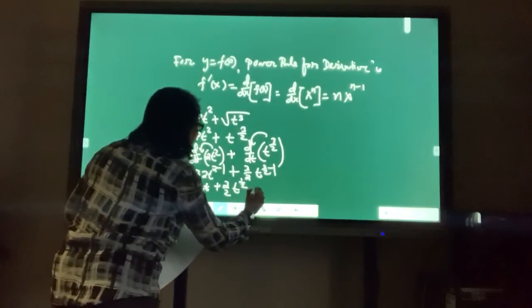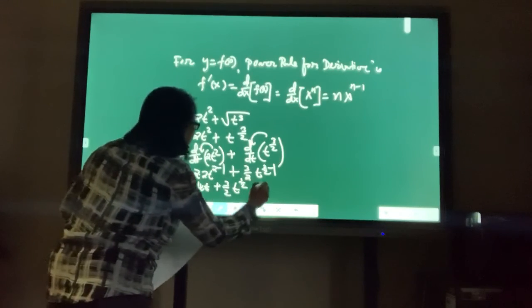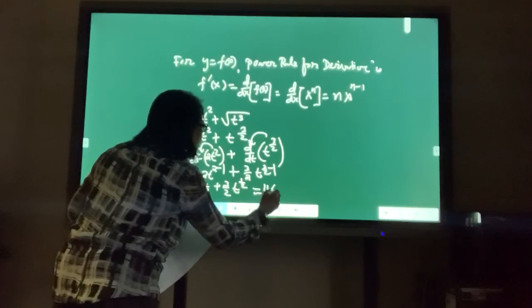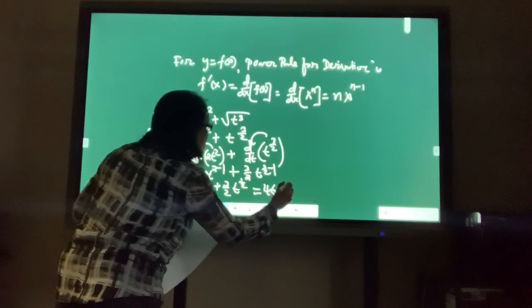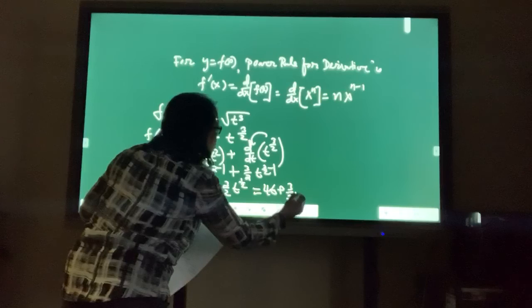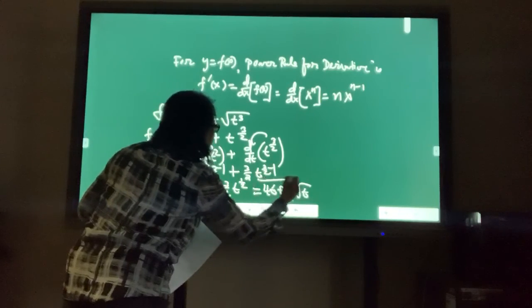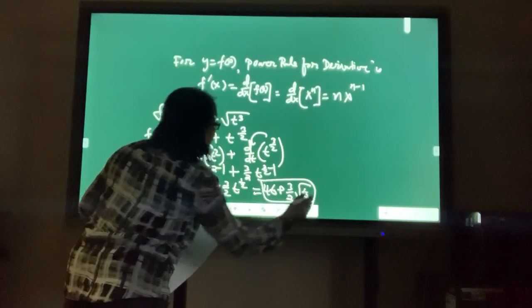We can just go back and bring the radical back there. So this can be 4t plus 3 over 2 square root of t, and that can be considered as one final answer.